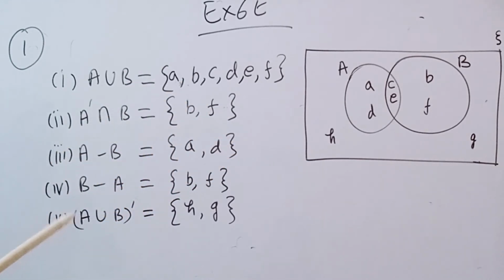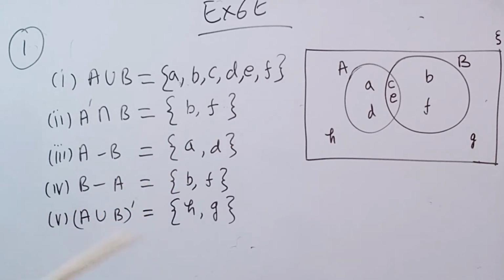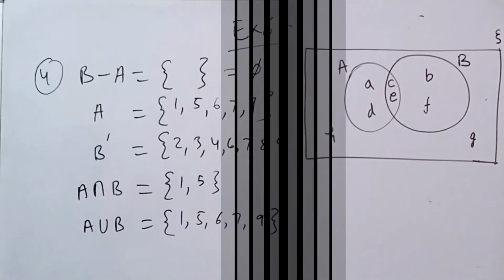Now complement of A union B, that means all the elements of A and all the elements of B, that is A union B, and the complement is the remaining elements present in the universal set, that is H, G. So complement of A union B is the set of elements having H, G. In that manner you will do sum number 1, and the other sums you can do with the help of this one.